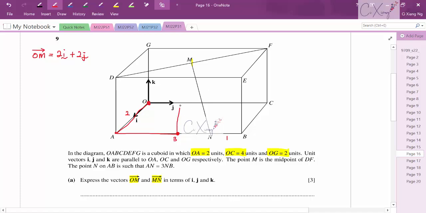From the center, I move up in the direction parallel to k, and this direction is 2 units as well. So I'm having plus 2k. After that, I need to move backward to get to M. Moving backward is the opposite direction of i, so it should be a negative i direction, and we walk 1 unit back. So it will be minus 1i. After I reach M, I simplify my answer: 2i minus i gives i, then plus 2j plus 2k. So this is the OM that we have.